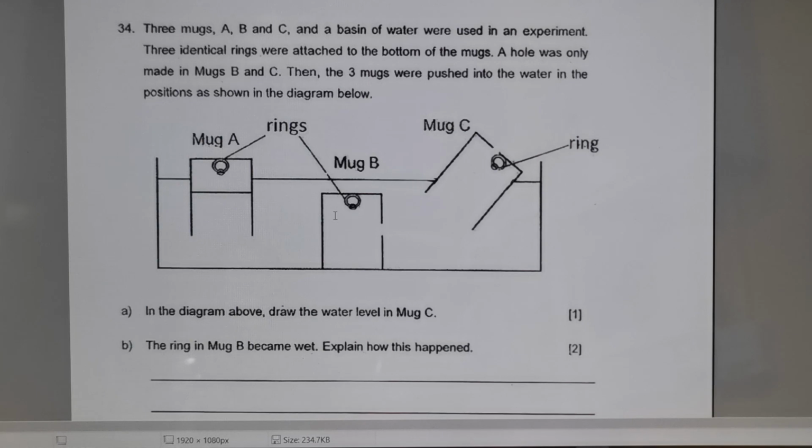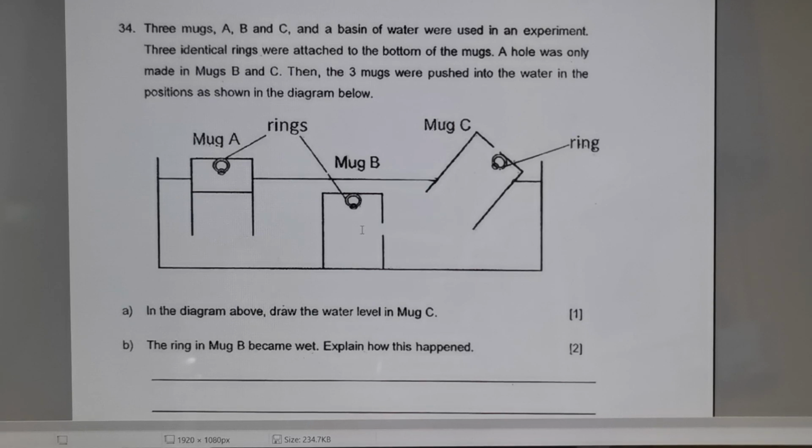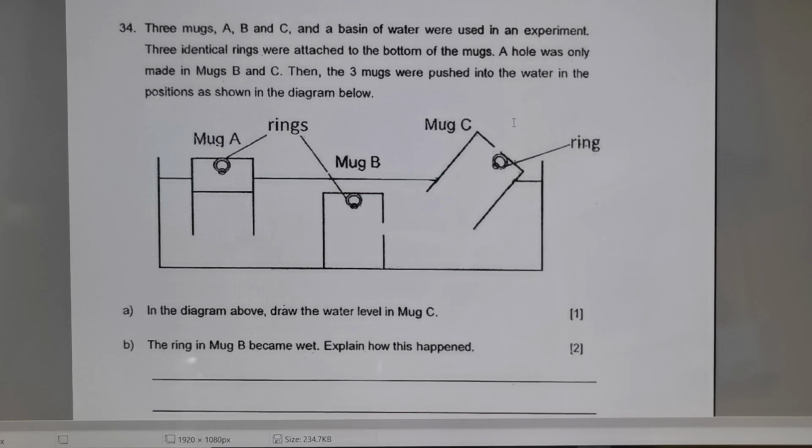Now, what about this one? Mark B and mark C, okay? Mark B and mark C, they both have holes, poke. So what happens is the air will definitely escape through this hole. Air will also escape through this hole. So when that happens, then of course, something must go in right now. Can you tell me what goes in? Yes, water goes in right now.